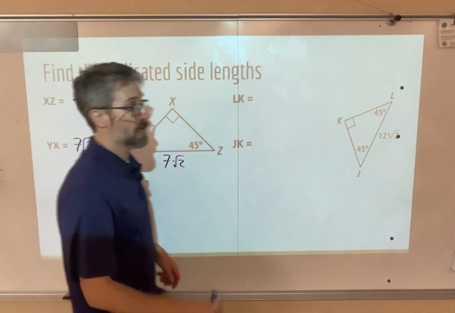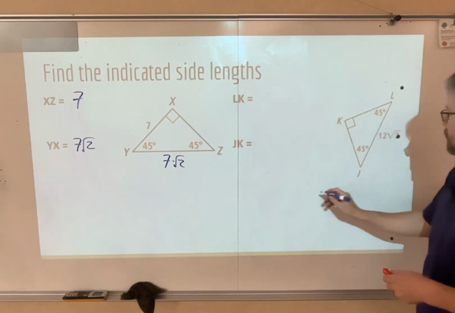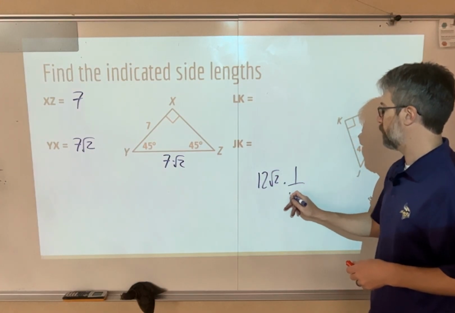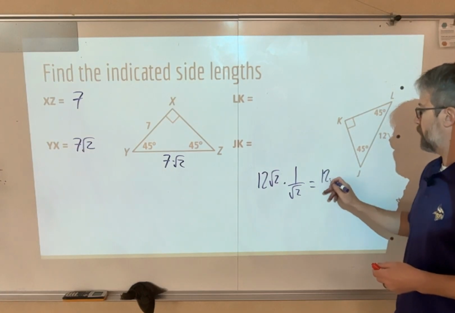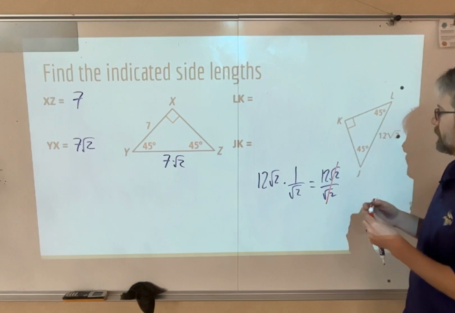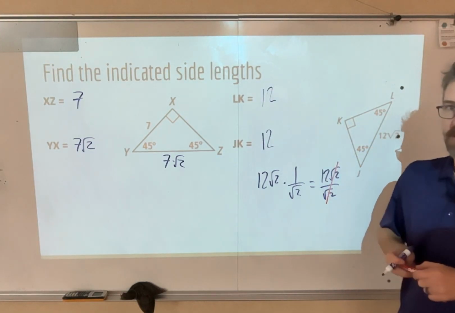All right, going the other direction, now I want to divide by it, or I want to multiply by its reciprocal, 1 over, right? I've got the hypotenuse, so to go to here, it's going to be 12 root 2 times 1 over root 2. Well, that root 2 goes to the bottom, so it's 12 root 2 over root 2, and those things cancel out, meaning that my legs are both 12.